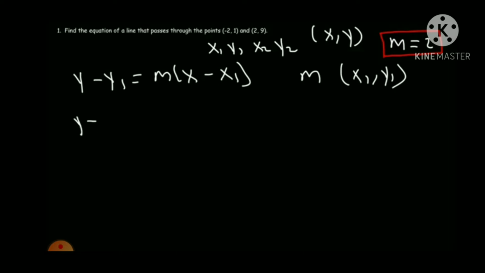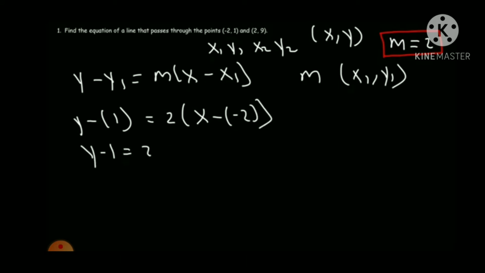Let's replace y1 with positive 1, and m is 2, and then let's replace x1 with negative 2. So this is y minus 1 is equal to 2, and then we have x minus negative 2, which is x plus 2. Now our next step is to distribute the 2. So we're going to have 2 times x, which is 2x, and then 2 times 2, that's positive 4.